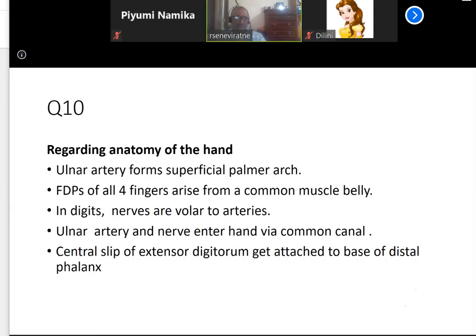How does it happen? Can you explain? FDP for index is separate. Other three are common. Okay, other three have a common belly. But flexor digitorum superficialis is all separate, individual. Right? So when you examine the hand, this is very important for you to remember. Okay, right?